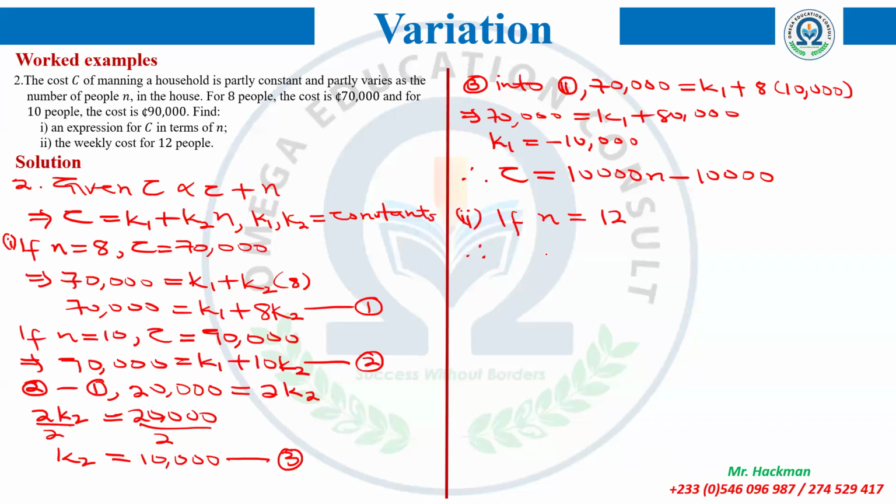So I'll write that C will be equal to, and I'll substitute that one here. I'll get 1, 0, 0, 0, 0, four zeros, 10,000, times 12, then minus 10,000. So indirectly, this will be equal to 120,000 minus 10,000. I hope you are following, professors. Which gives us 110,000. However, be careful.